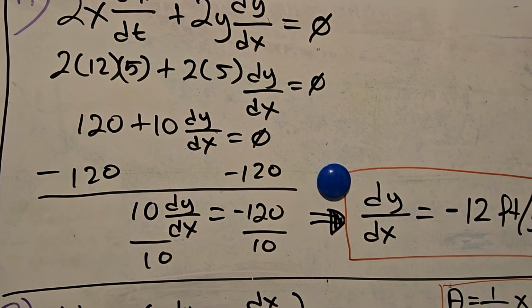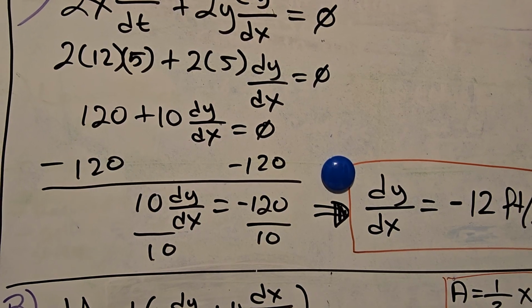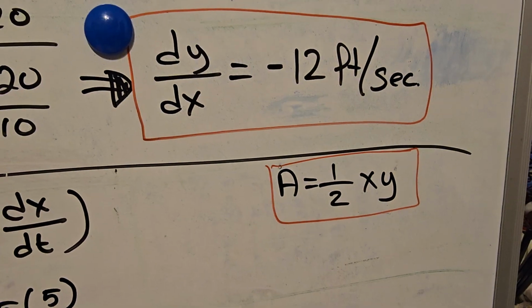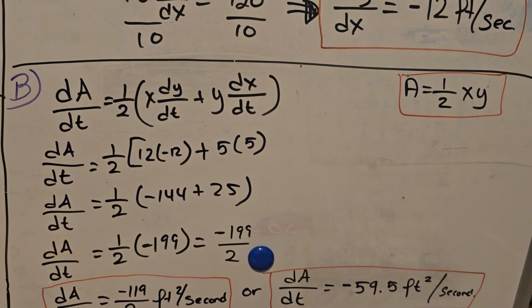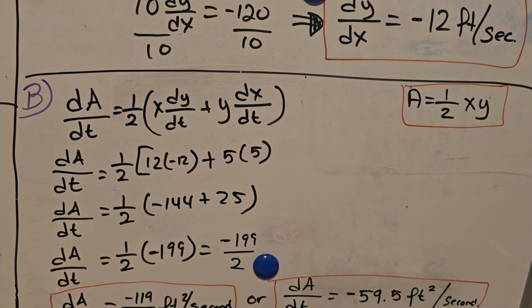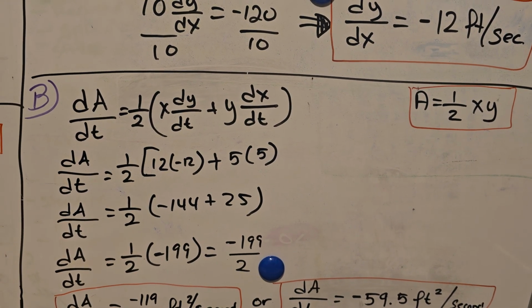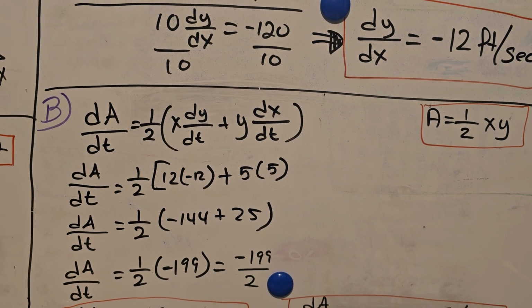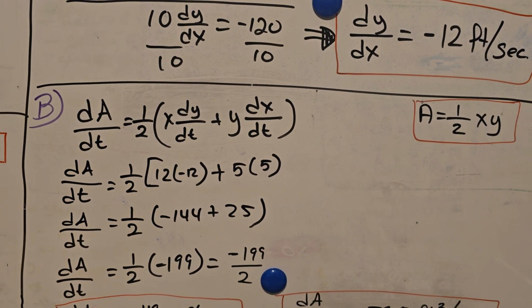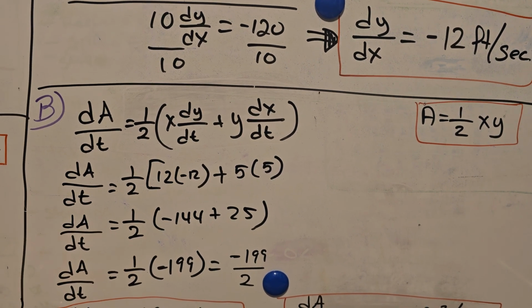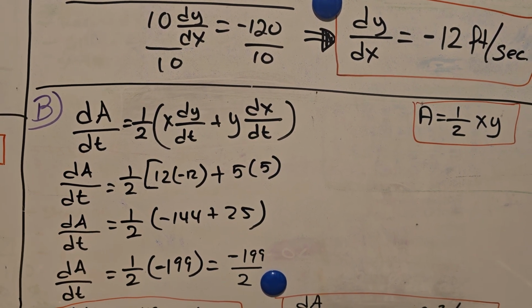So next, we find the rate of change of the area. The area of the triangle is A equals 1/2 xy. So now we differentiate both sides with respect to time. Since both x and y are changing, we use the product rule, which is dA/dt equals 1/2 times x dy/dt plus y dx/dt.